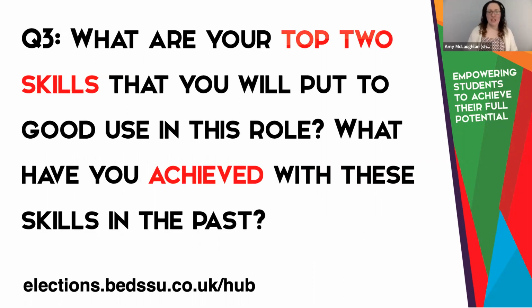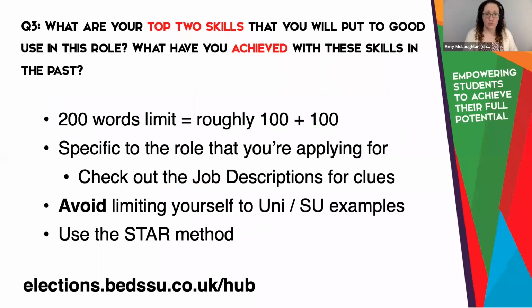Question 3. So this should be familiar if you've applied for a job before. Something like, what are your top 2 skills that you will put to good use in this role? What have you achieved with these skills in the past? So really open question here for you to talk about whatever you're skilled in and however that fits into things. If we break that down, you're going to get 200 words for this one. So we're saying roughly 100 words per skill for you to talk about the skill.